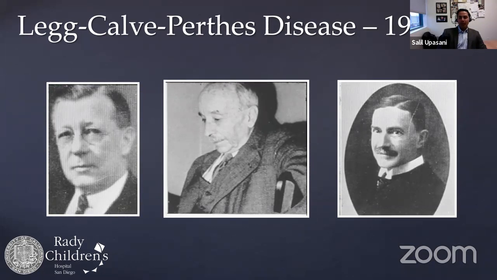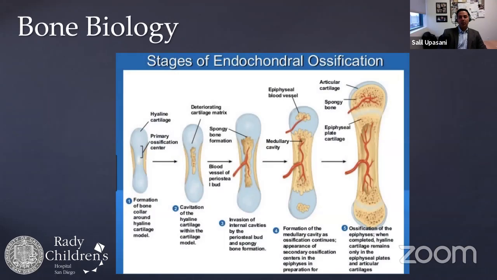So as you know, Legg-Calvé-Perthes disease was described back in 1910. The goal of the talk today is to present some of the current concepts and thought process and how we approach these patients. Before we start talking about Perthes, unfortunately, we need to go back to our medical textbooks and think about bone biology and the different stages of endochondral ossification.